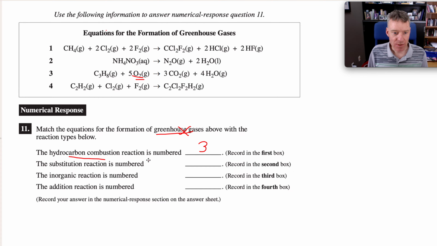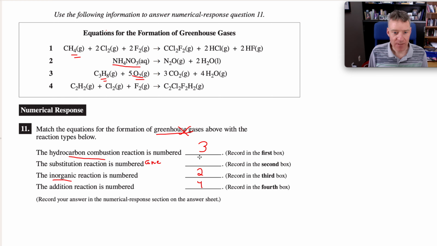Substitution reaction. So this we're looking for an ane. And so let's see, we do have an ane there. We have an ane here, but we've already used that one. Here we don't have an ane. So here I skip when you're not 100% sure. Inorganic, so what doesn't have any carbon? And number 2 just sort of screams there. That's the only possibility with no carbon. And what's our addition? So where do we have an ene or an yne? And that's number 4.